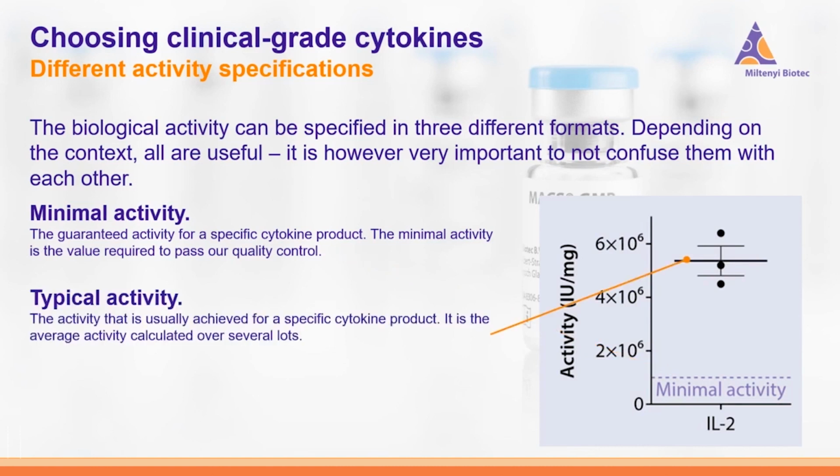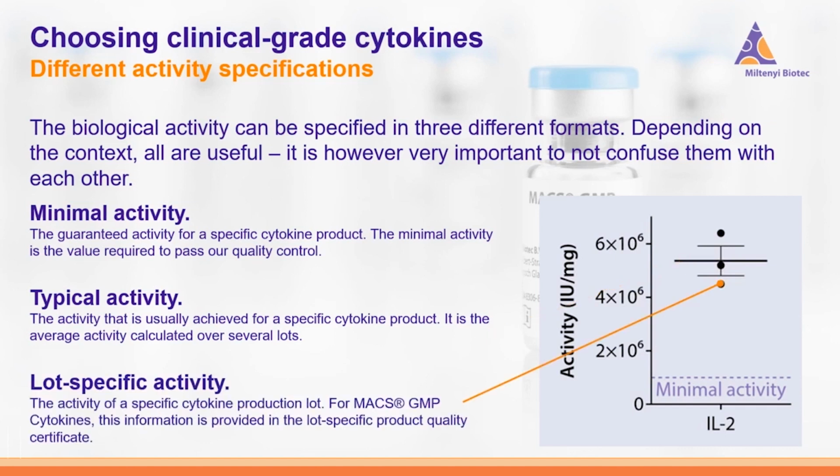Then you have the so-called typical activity. This is basically the average activity over all the lots of this cytokine. So it gives you a very good impression of what activity you can expect on average if you buy a lot of cytokine lots.